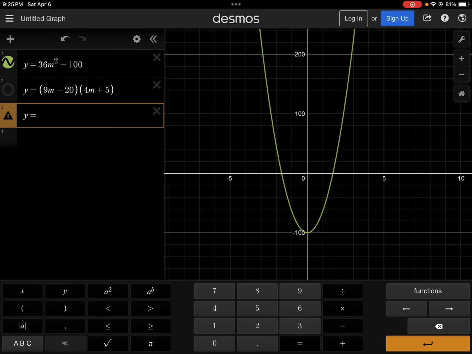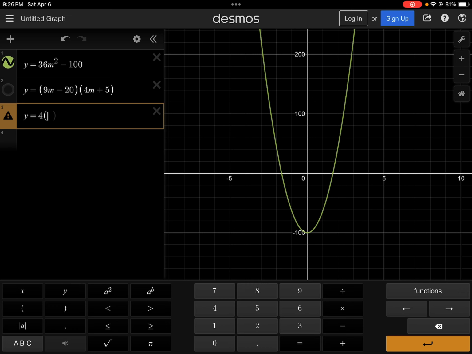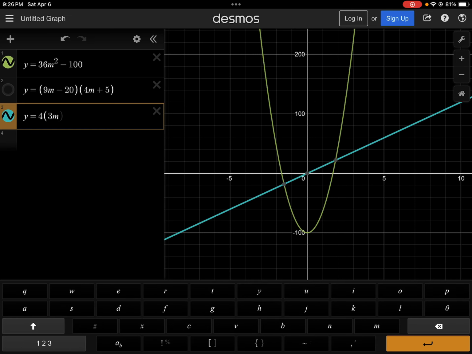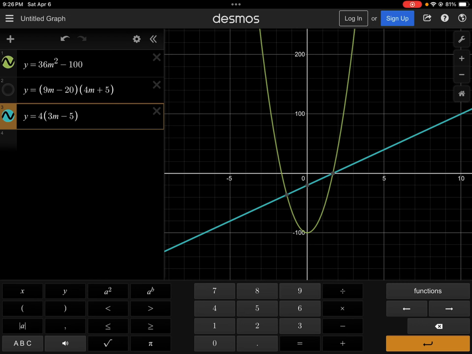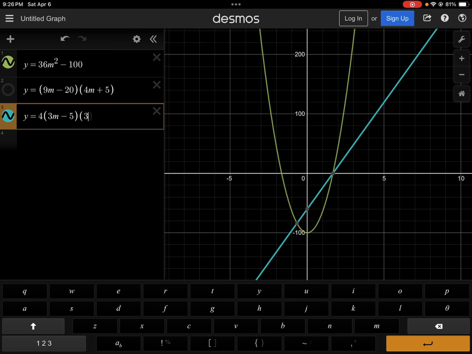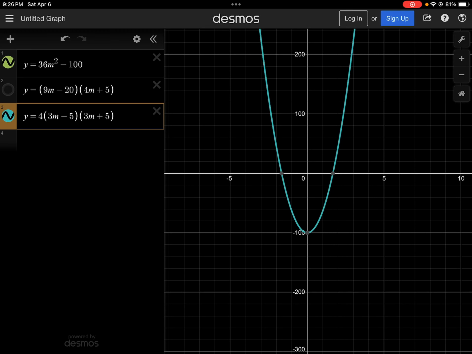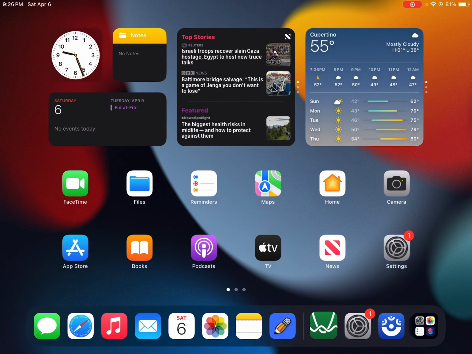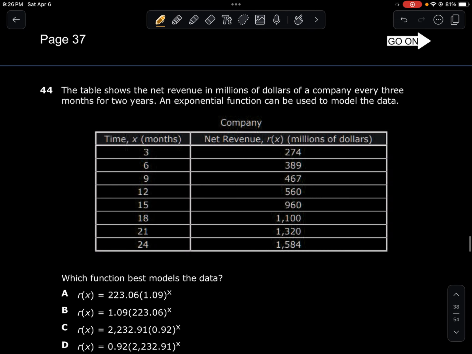Okay, the second option is 4, and then we have 3m minus 5, and then 3m plus 5. Oh, that's it. Okay, then it's the second option. So this one. All right, let's go to the next one.